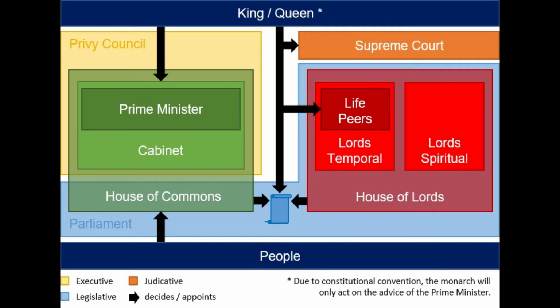Okay, so that's all the democracies covered. Now we're going to move on to oligarchies, which is rule by the few, or a small elite, but that elite can be different between different countries.